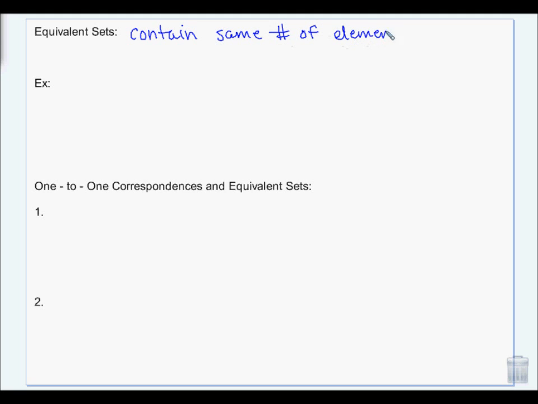So they have the same cardinality. A bunch of different sets can have the same number of elements in them, but they're all different, right? But they're equivalent because they have the same number of elements. So the cardinality of A would be equal to the cardinality of B, and that would mean that these sets were equivalent.